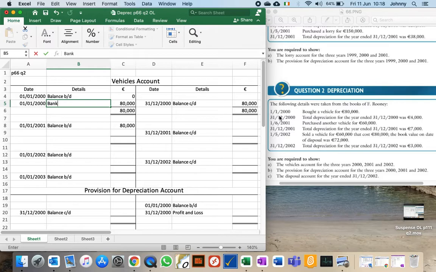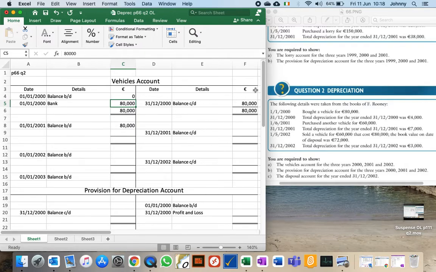And that happened on the 1st of the 1st, 2000. I got the date right. So you do need to make sure you have dates for this. And at the end of the year, we had no disposal. So therefore, at the end of the year, we have a balance of 80,000 on the credit side. So we total it, which means we start the next year at 80,000. So that's the first one dealt with.